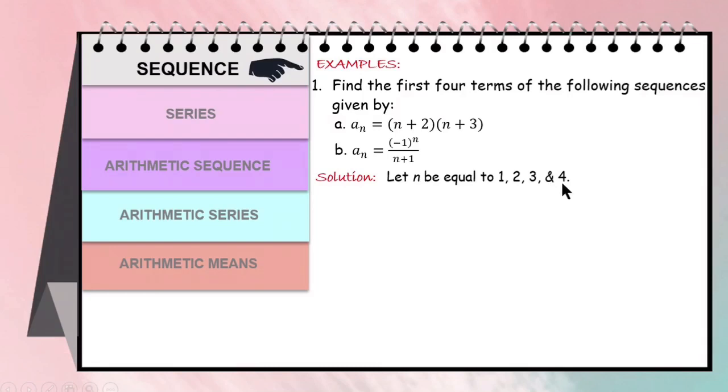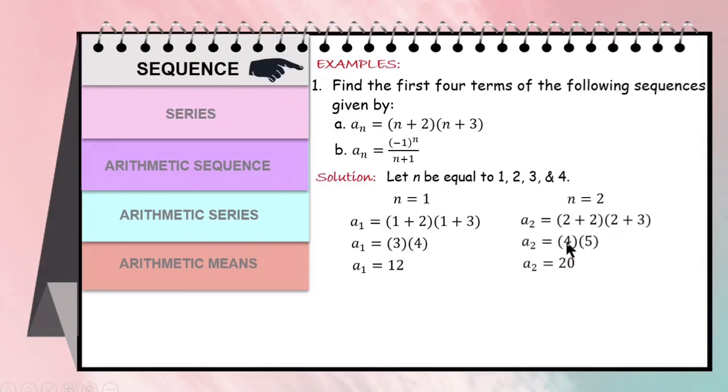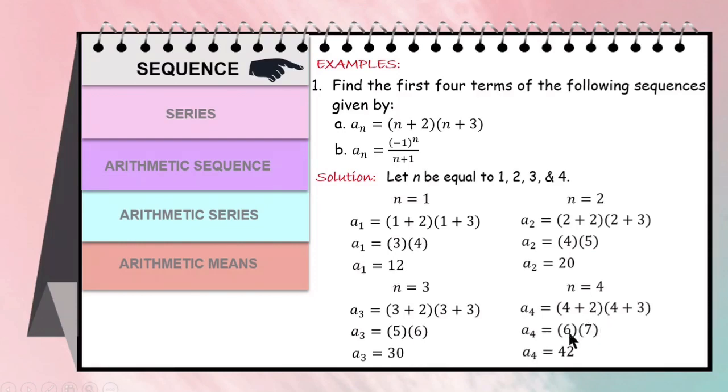So for letter A, when n is equal to 1, a sub 1 is equal to 12. 1 plus 2 is 3 times 1 plus 3, which is 4, and 3 times 4 is 12. When n is equal to 2, a sub 2 is 20. 2 plus 2 is 4, 2 plus 3 is 5, and 4 times 5 is 20. When n is equal to 3, a sub 3 is 30. 3 plus 2 is 5, 3 plus 3 is 6, and 5 times 6 is 30. And when n is equal to 4, a sub 4 is 42. 4 plus 2 is 6, 4 plus 3 is 7, and 6 times 7 is 42. So the first four terms of this sequence are 12, 20, 30, and 42.